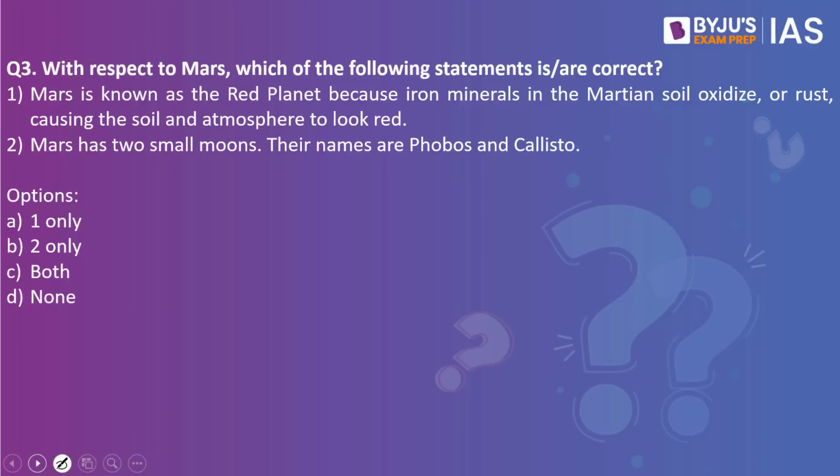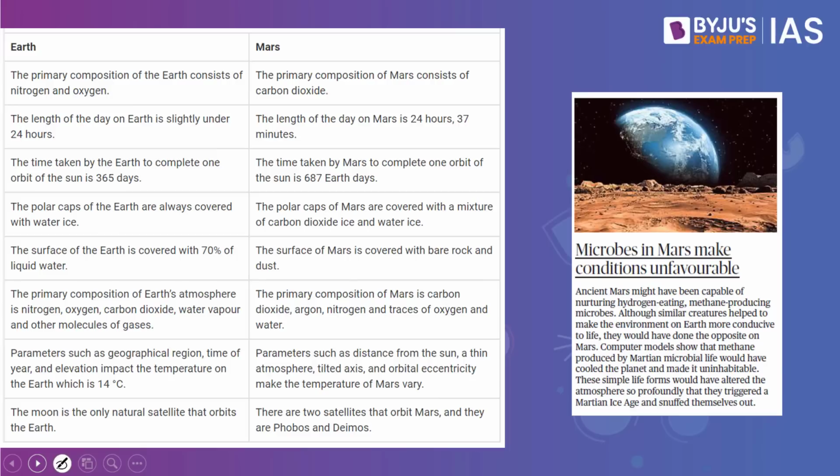With respect to Mars, which of the following statements are correct? Mars is known as the red planet because iron minerals in the Martian soil oxidize or rust, causing the soil and atmosphere to look red. Mars has two moons. Their names are Phobos and Callisto. Which of the statements are correct? The answer to this is one only. Why have we taken this practice question? Because this article in The Hindu makes a reference to microbes in Mars making conditions unfavorable, which is why we have taken this question with respect to Mars.